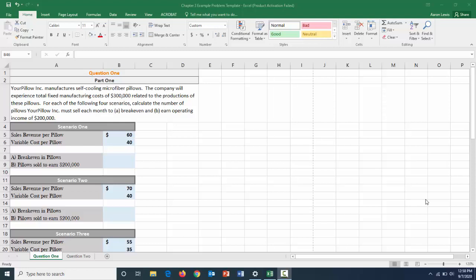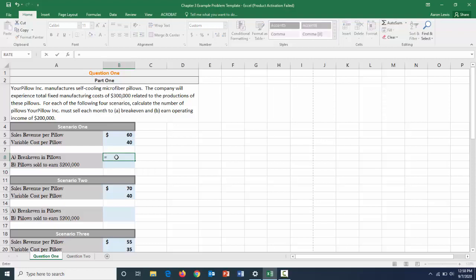So in scenario 1, we're going to assume that we're going to sell each pillow for $60 and the variable cost to produce each pillow is going to be $40. The first thing we need to do is figure out what our break-even in pillows is. Well, that's easy enough. To find your break-even point, all you do is take your fixed costs and divide them by your contribution margin.